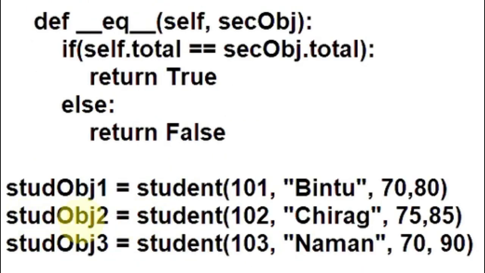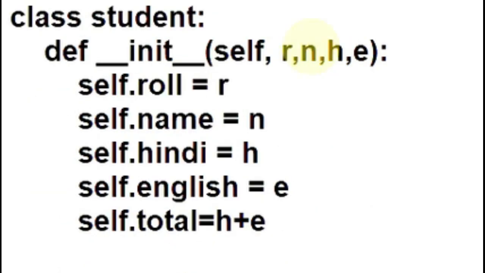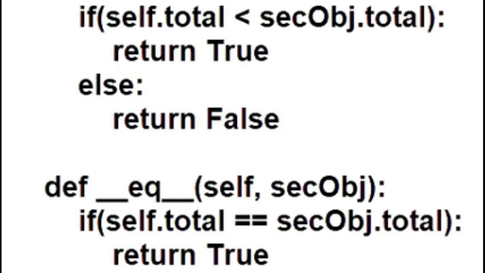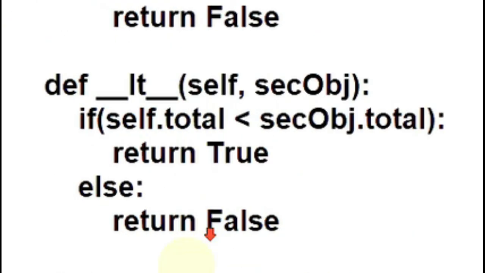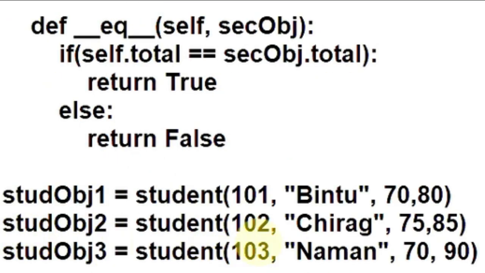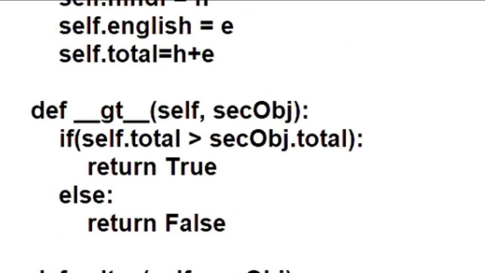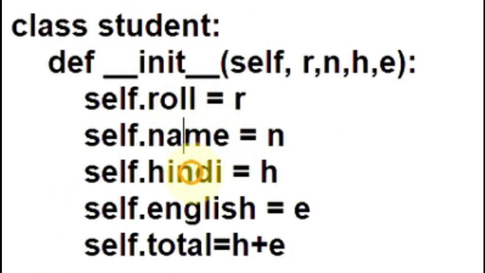After that, the stud obj2 object will be created and these values 102, Chirag and 75, 85 will be passed to these parameters, and from there these values will be assigned to roll, name, Hindi, English attributes of the stud obj2 object, and also its total attribute will be computed. Similarly, stud obj3 will be created with these values 103, Naman, 70 and 90, which will be assigned to these attributes roll, name, Hindi, English, and its total will also be computed.